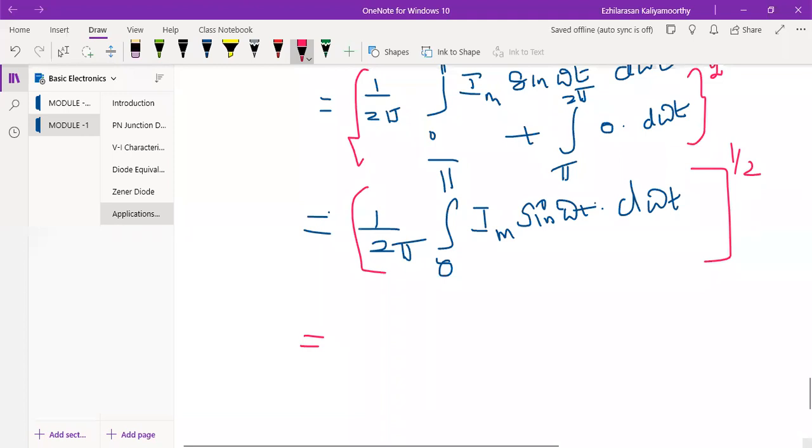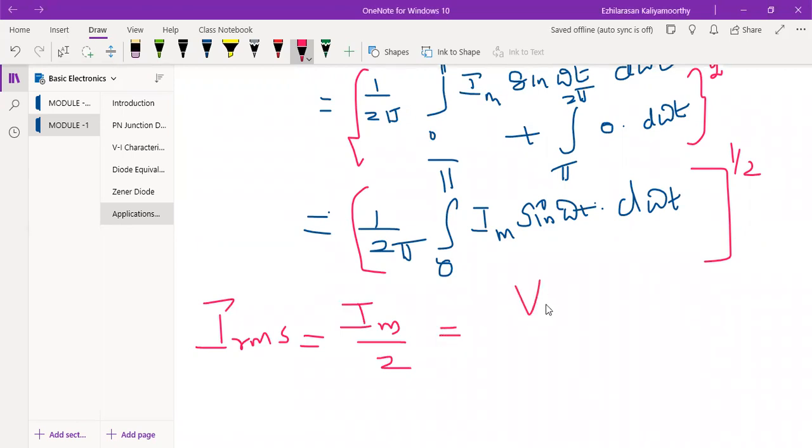So now what you'll do, you integrate that and you simplify. So if you do that, you may get the value IRMS is equal to IM by 2. Just do the simplification because it will be very easy. If you want to write in terms of V, it will be VM by 2 RL.